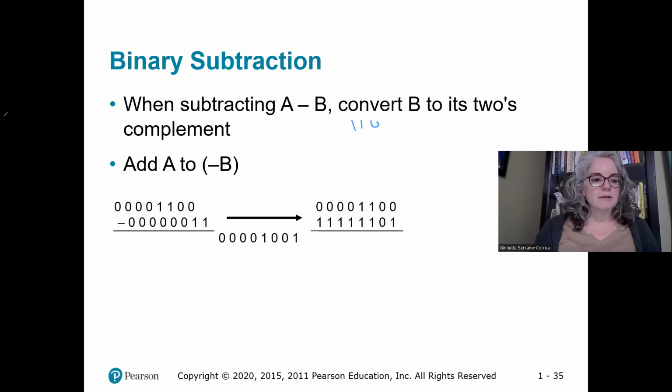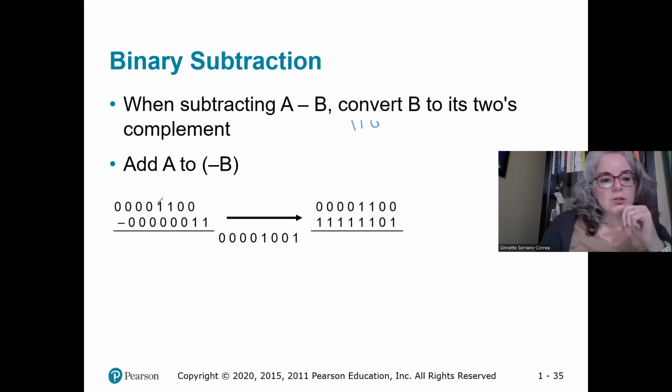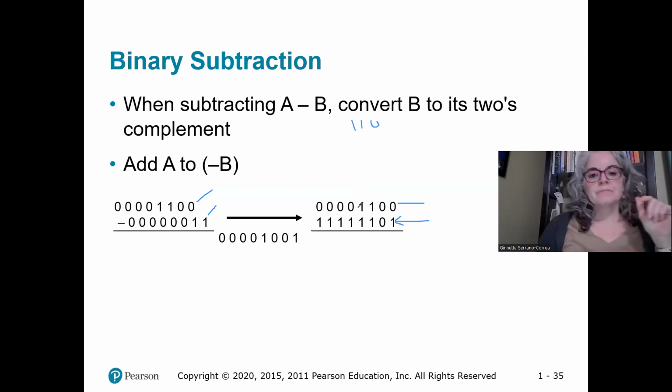Oh, I see what they did. I got it. All right, so this is A and this is B. So they just wrote A over here again because they're going to add this and this together. And then they did the 2's complement of B. So this here is the 2's complement of B. And then they added these two together. And then this is the answer.